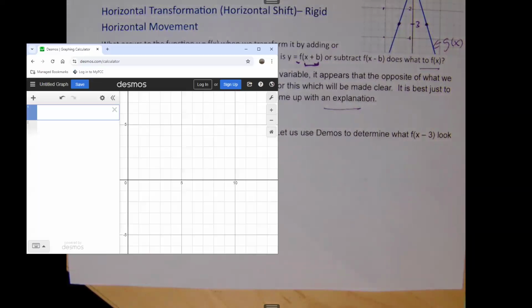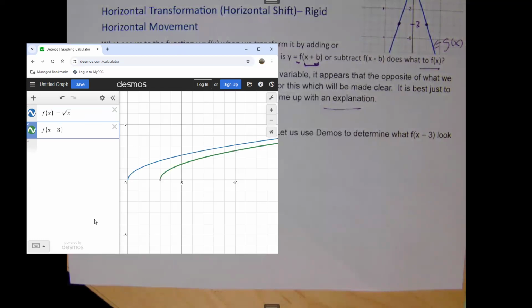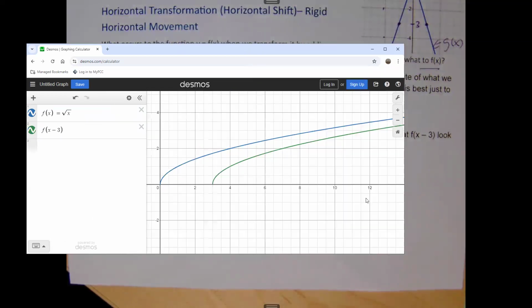We bring Desmos over. I'm going to type f of x equals sqrt x. Great, so now I've defined what f of x is. Now I'm going to come over here and type f of x minus 3. And this occurs. It looks like, if I'm not mistaken, I've taken the point and moved it 1, 2, 3 to the right. That's what appears has happened.